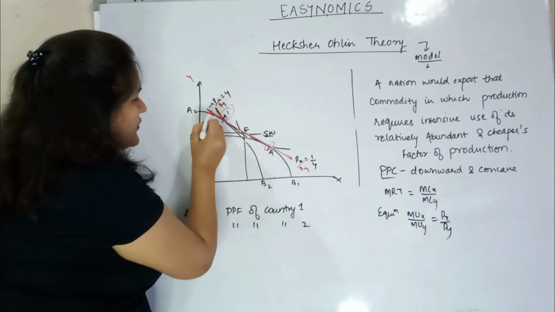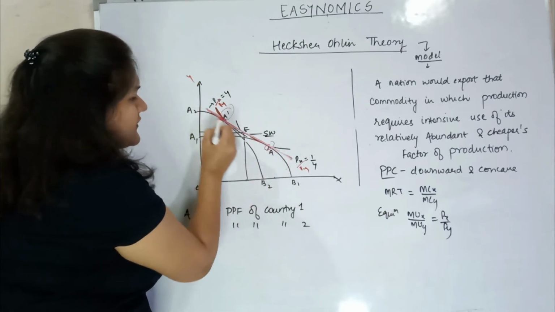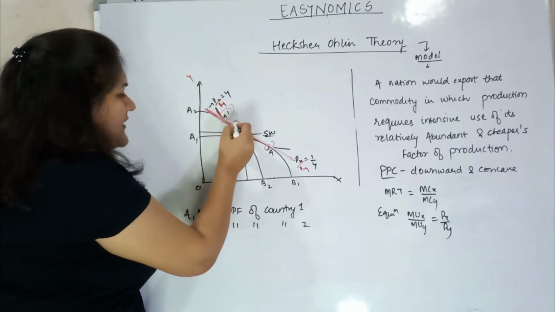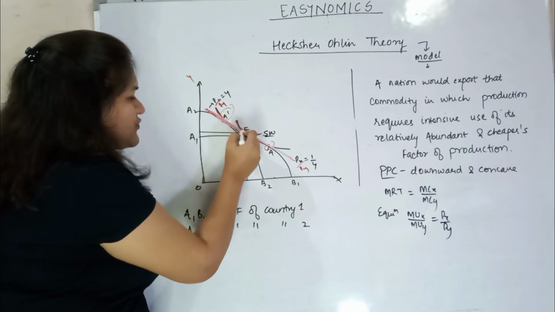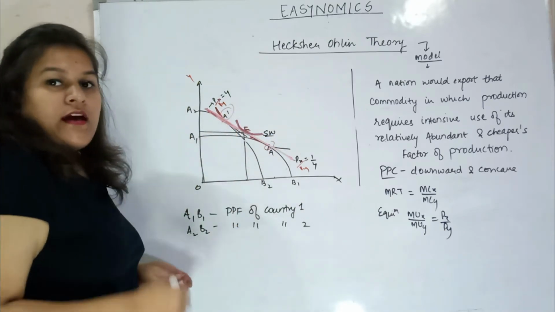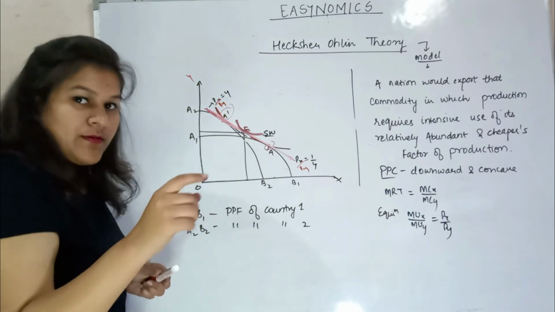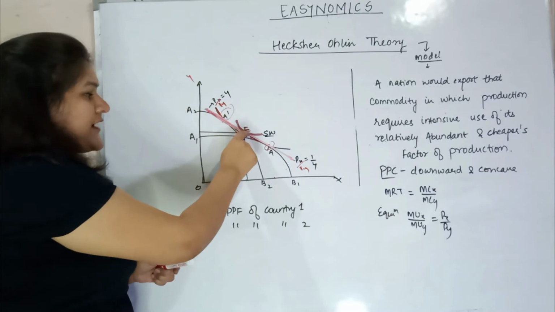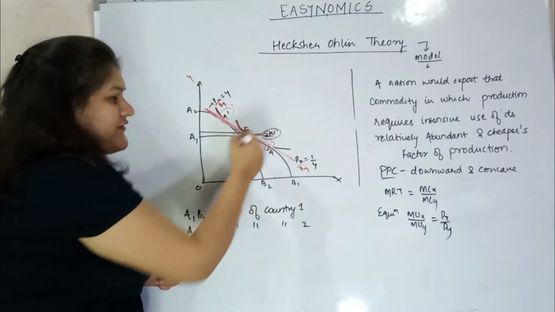When they start trading, this line is known as their trading line. On the trading line, they can produce and consume something here. I have taken this as point E. After trading, they will be producing and consuming at point E. Now at point E, this is known as our social welfare function.